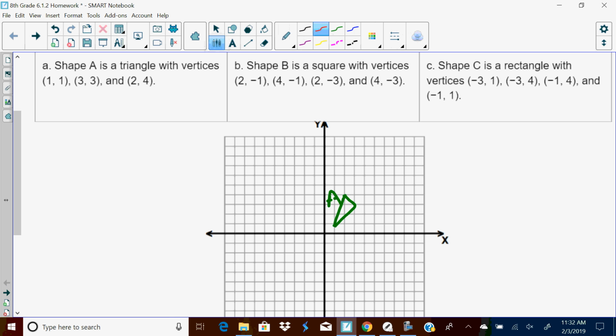Shape B is a square with vertices at (2, -1), (4, -1), (2, -3), and (4, -3). C is a rectangle with vertices at (-3, 1), (-3, 4), (-1, 4), (-1, 1).